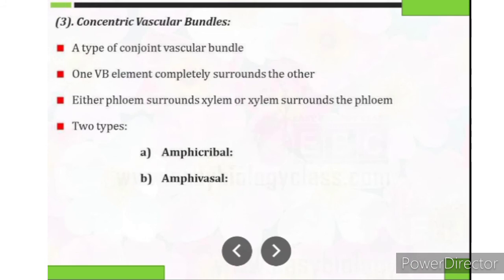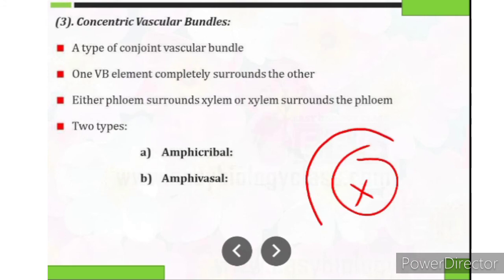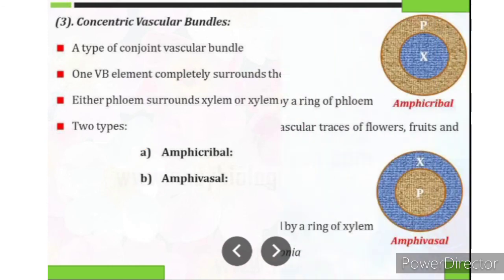Concentric vascular bundles are a type of conjoint vascular bundle. Here one vascular bundle element completely surrounds the other. If xylem is present in the center, around the xylem there is phloem tissue. Based on the arrangement, we can divide the concentric vascular bundle into two types. One is your amphicribal and second one is your amphivasal type of vascular bundle. What is amphicribal vascular bundle?